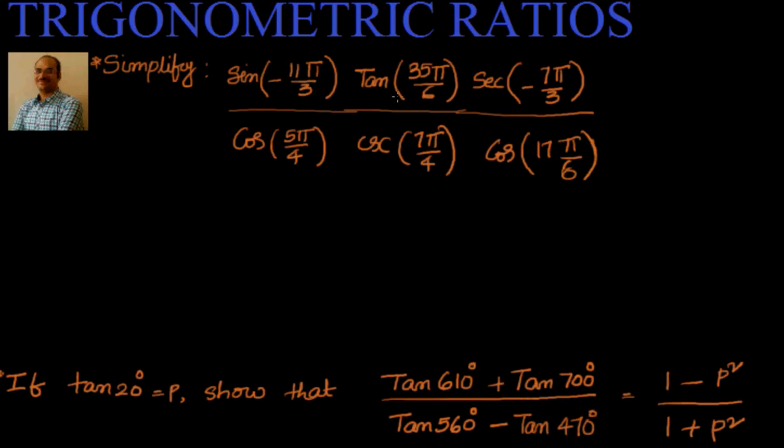Sine of minus 11 pi by 3 into tan of 35 pi by 6 into secant of minus 7 pi by 3 divided by cos 5 pi by 4 cosecant 7 pi by 4 cos 17 pi by 6.